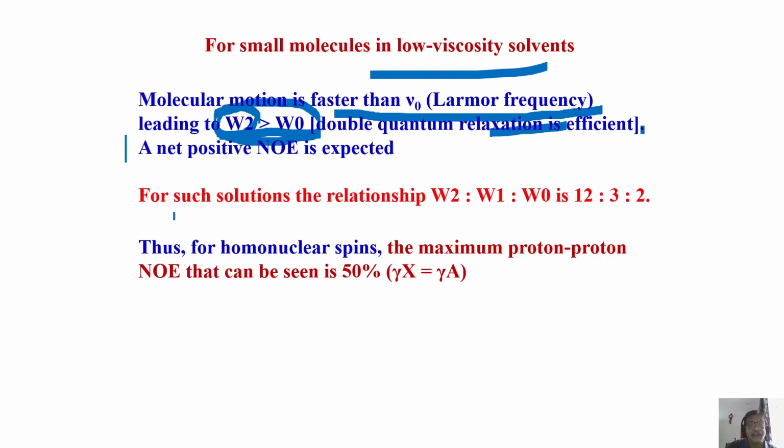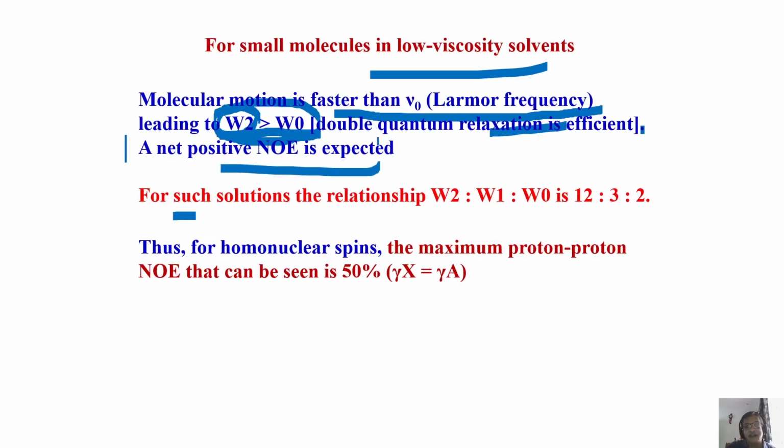Now if I take bigger molecules, very, very big molecules, then motion may not be very fast, and then the other one is dominating. So depending upon the field and the oscillating frequency, you know which is dominant, whether you get positive NOE or negative NOE. You can discuss.